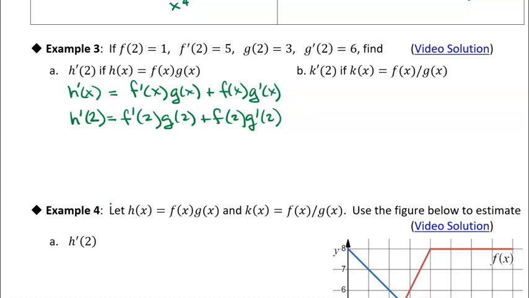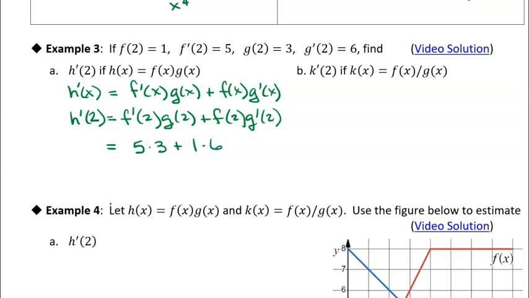Now, luckily, I'm given those values up here at the top, right? So all I need to do now is look at the top here and I can see f prime of 2 is 5. g of 2, it's just g of 2, so that's 3. And then f of 2, not f prime of 2, just f of 2. f of 2 is 1. And g prime of 2 is 6.